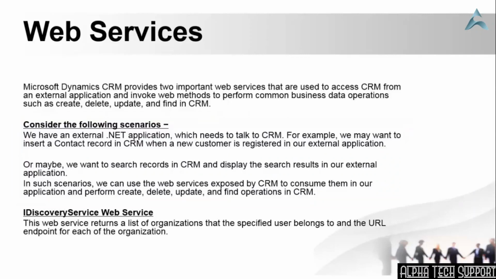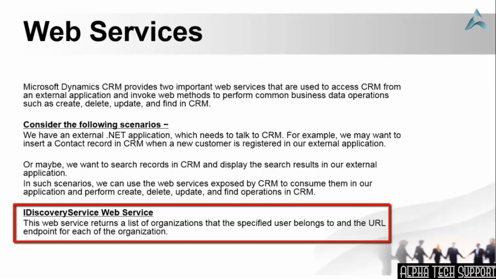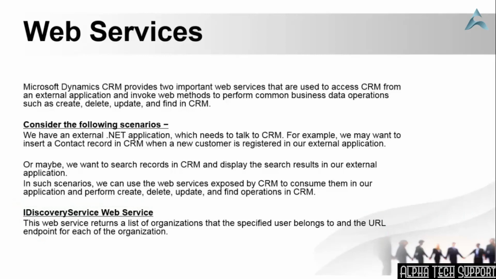Then, what are the web services available? There is a web service called IDiscoveryService web service. This web service returns a list of organizations that the specified user belongs to and the URL endpoint for each of the organizations. So IDiscoveryService is a web service which returns a list of organizations that the specified user belongs to and the URL endpoint for each of the organizations.